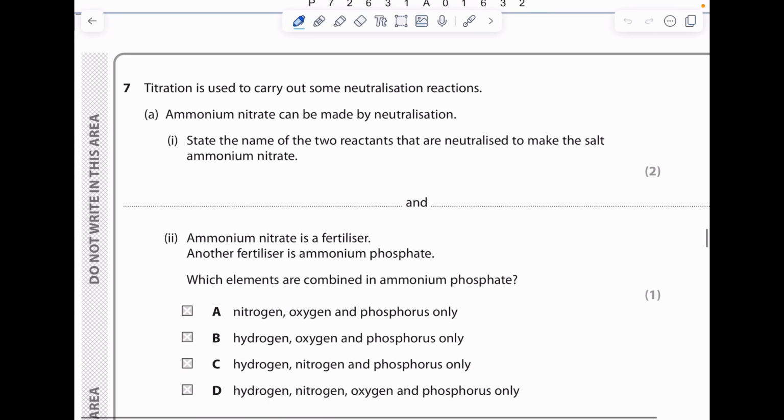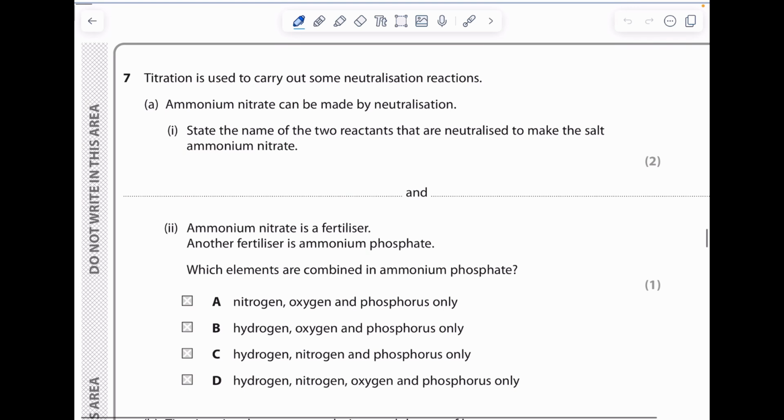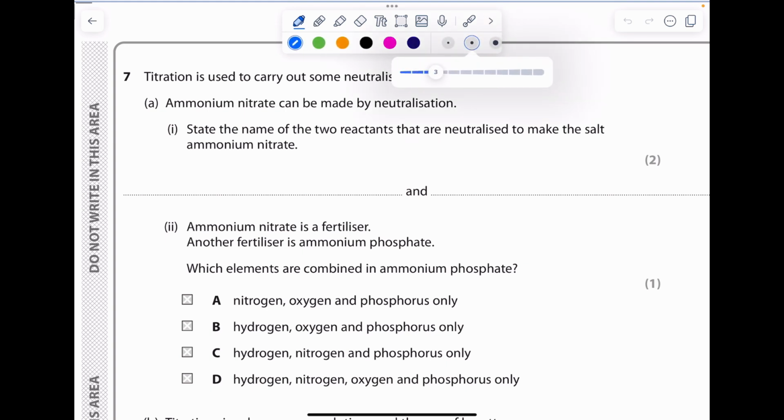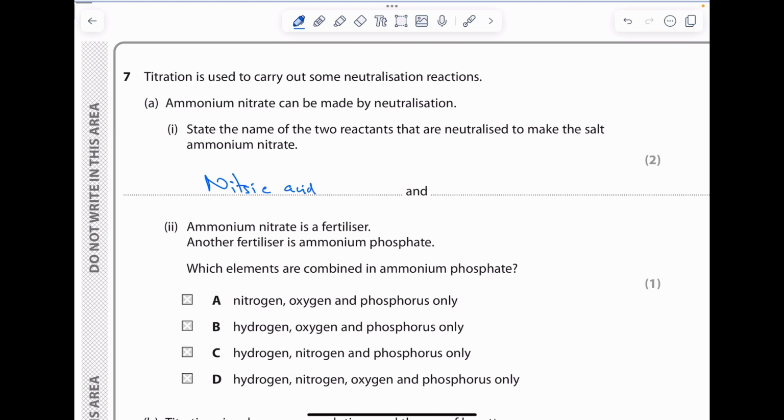This question is asking you all about titrations. And the first bit here asks you which chemicals we need in order to make the salt ammonium nitrate. Well, if you want to make a nitrate salt, then you have to have nitric acid as part of that neutralization reaction. So the first one of these is nitric acid.